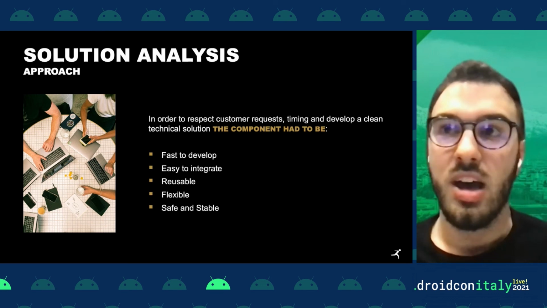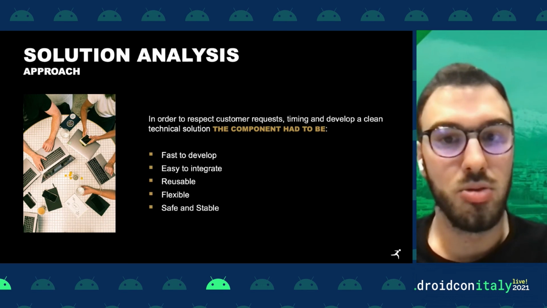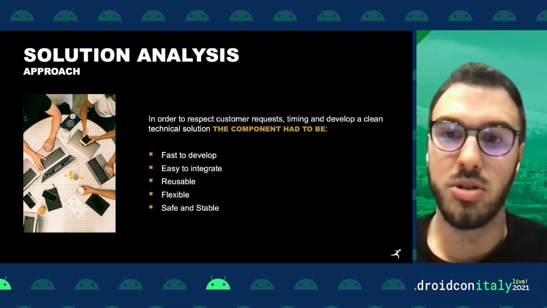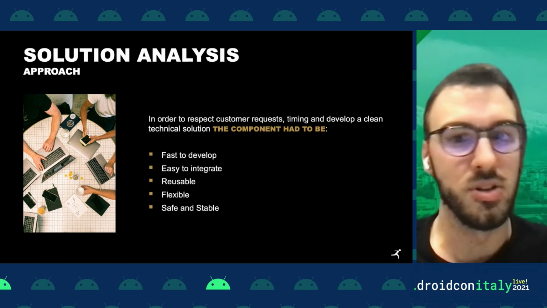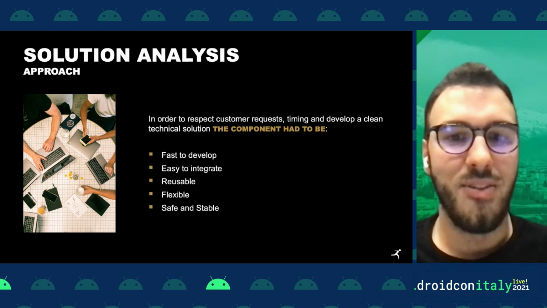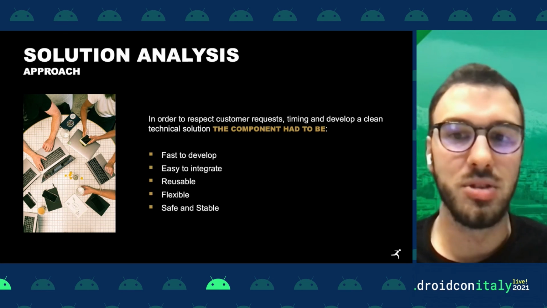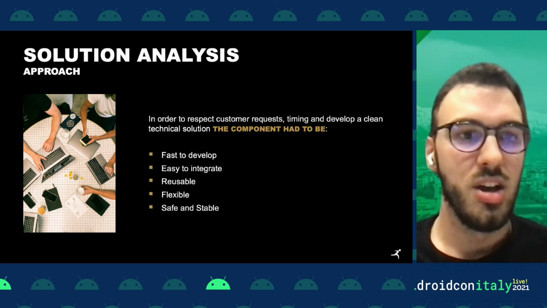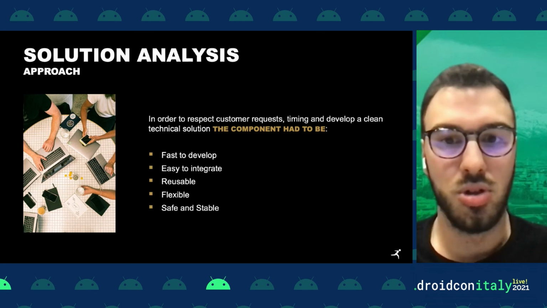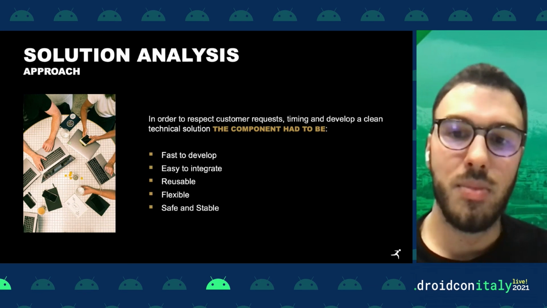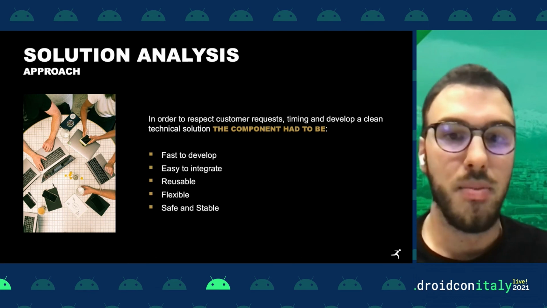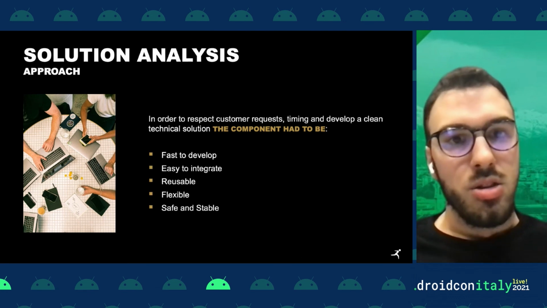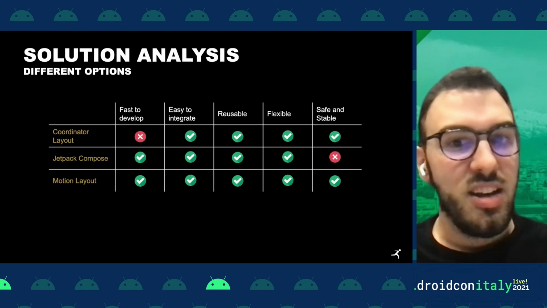We need an easy component to integrate through the app, usable by all developers with different experience and different skills. We need a flexible component to be able to satisfy any graphic changes. And finally, the solution had to be built using only stable libraries, excluding beta components. So let's go on to the next slide.